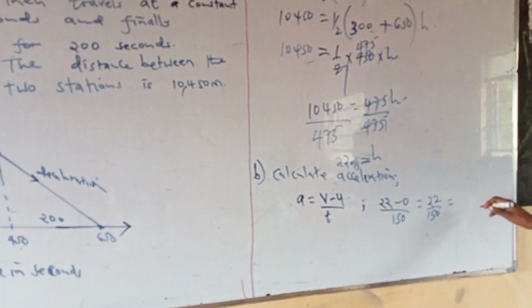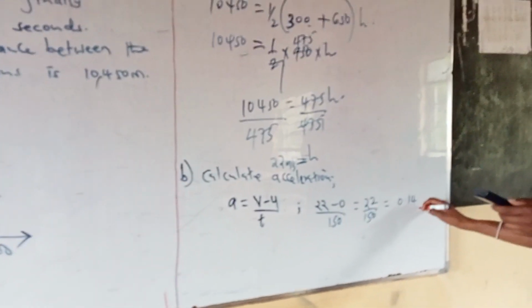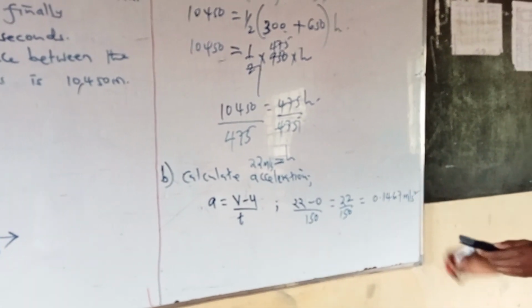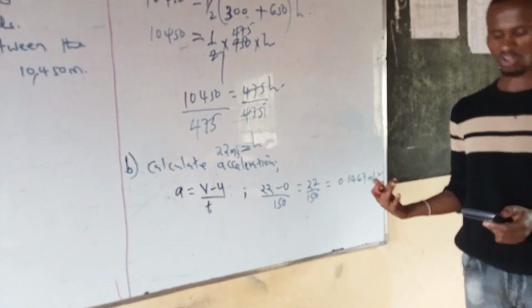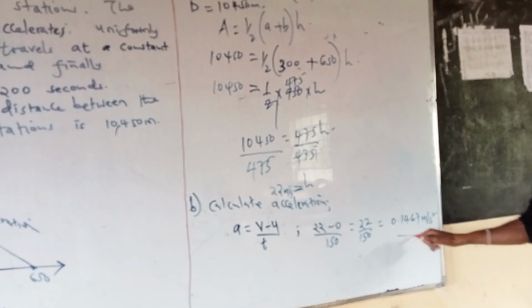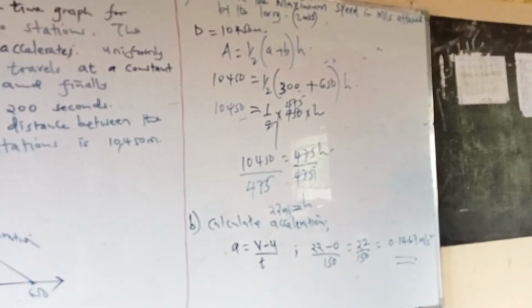22 divided by 150 will give us 0.14467 meters per second square. So that is the unit of acceleration, meters per second square. So that is the acceleration.